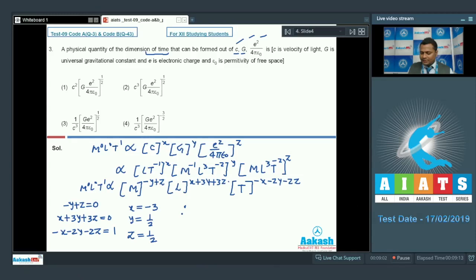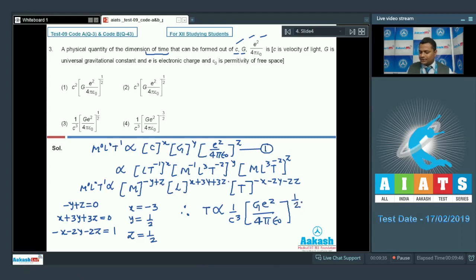So therefore our final expression will be, putting the values of x, y, z in equation number 1, T proportional to 1 by c cubed times G to the power 1 by 2, times, in brackets, e squared upon 4 pi epsilon naught. Since both G and e squared upon 4 pi epsilon naught have the same power, that is 1 by 2.